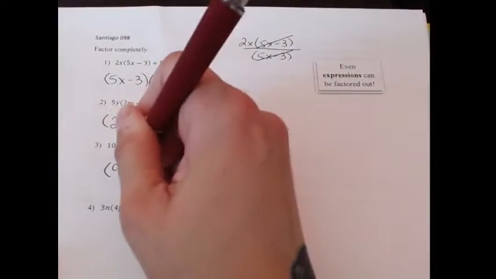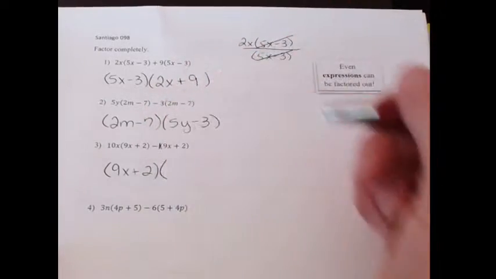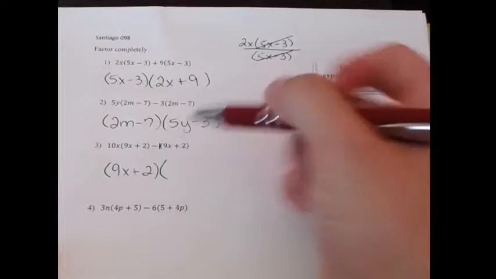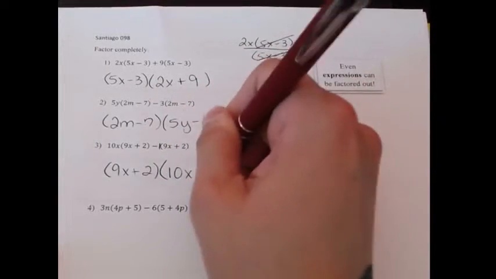So I'm going to factor out the 9x plus 2. When I do so, Kayla, you're exactly right. You're going to be left with 10x minus 1 in our second set of parentheses.